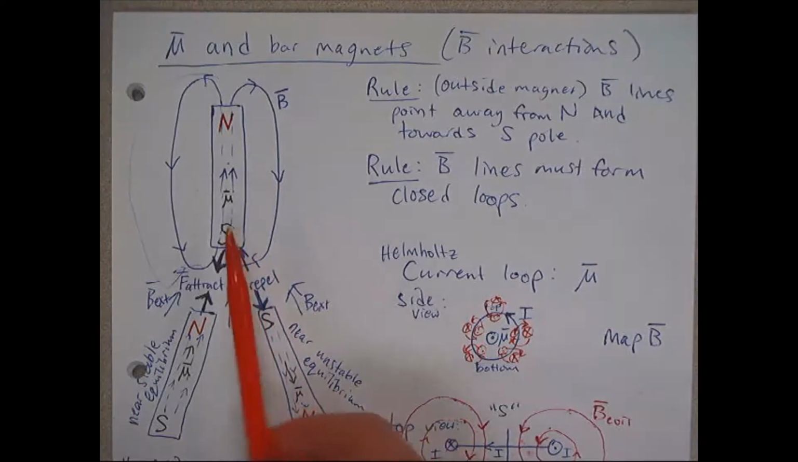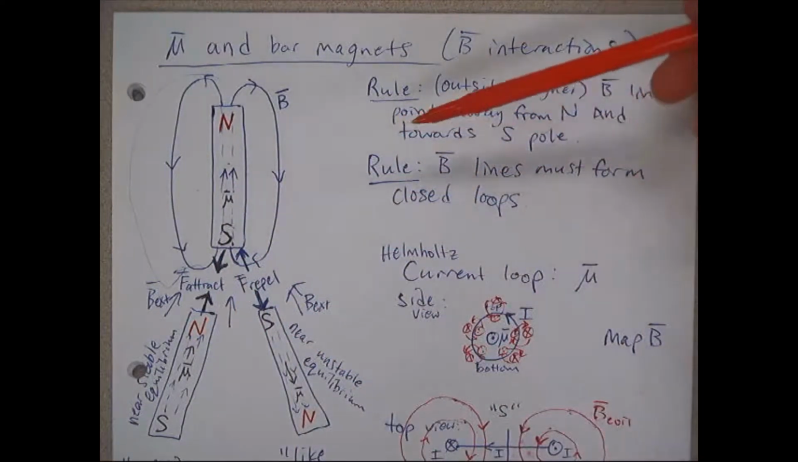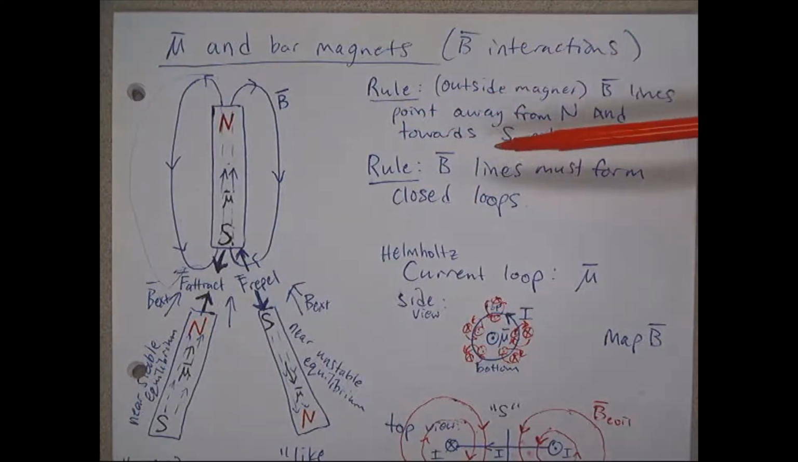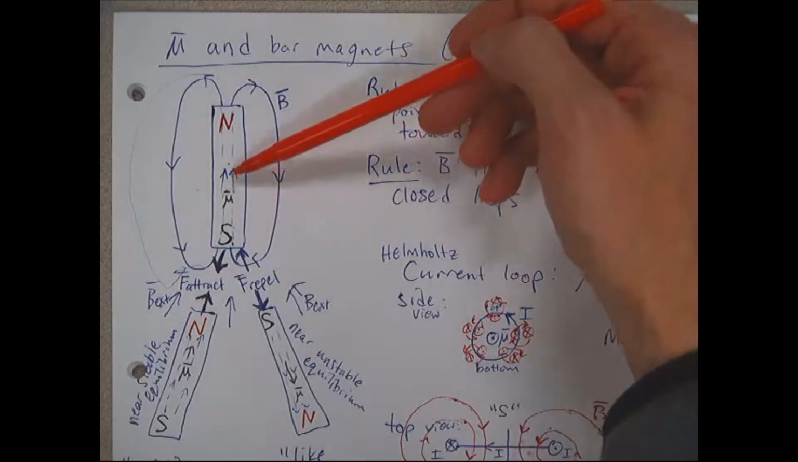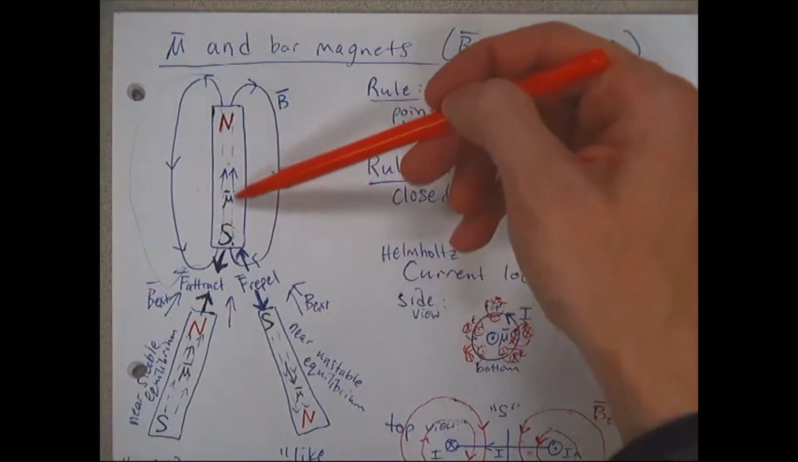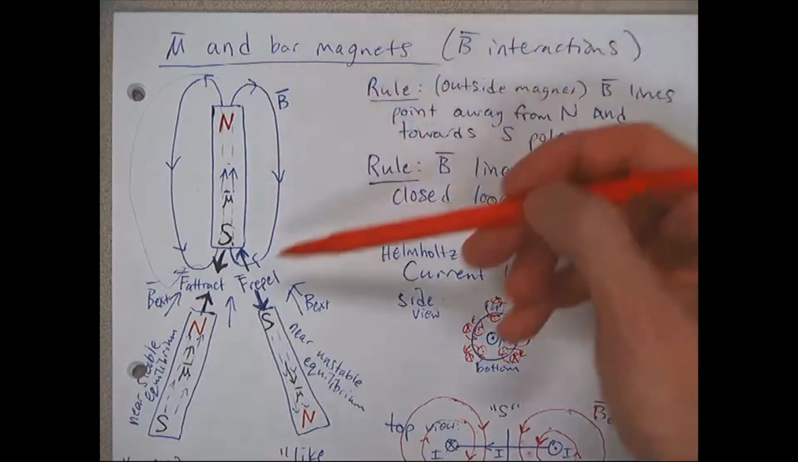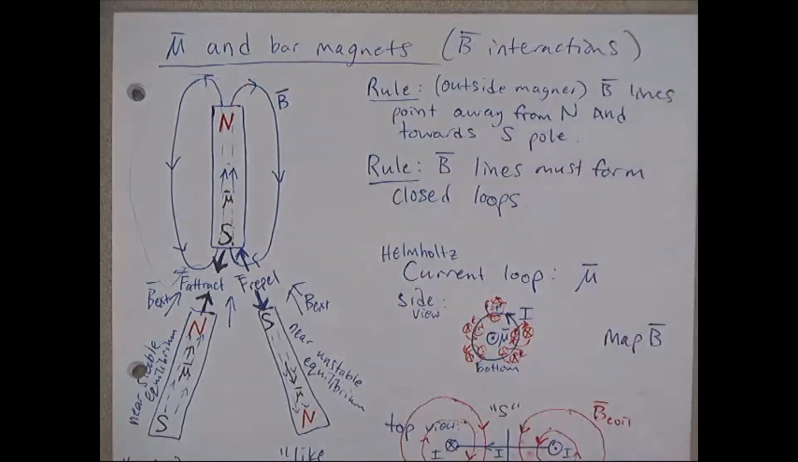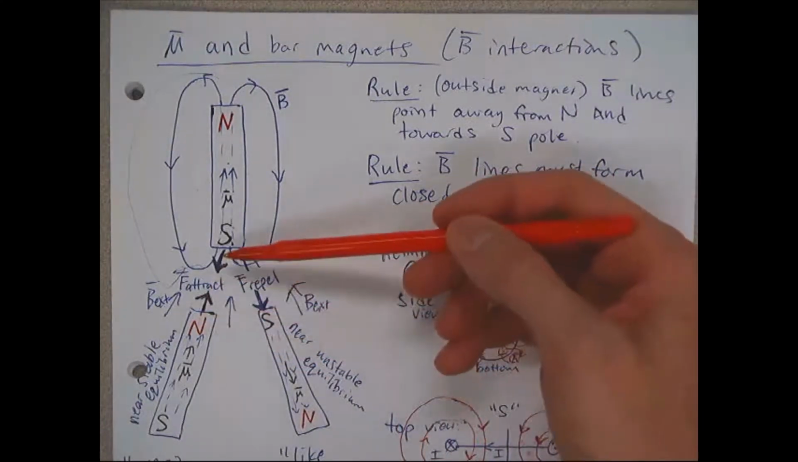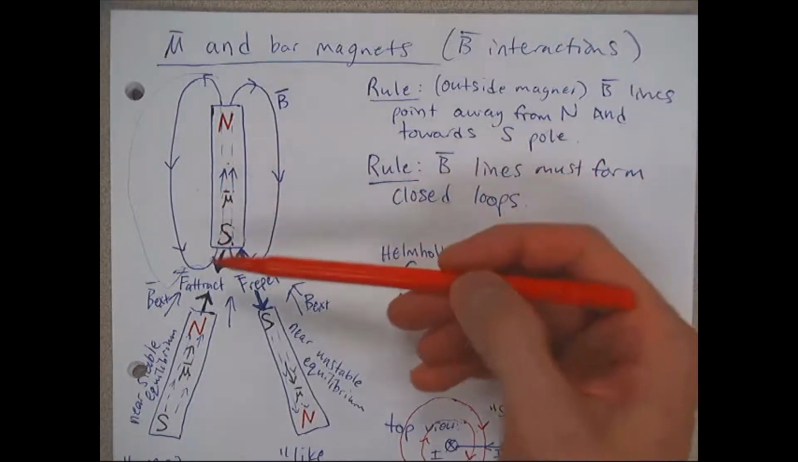Inside of the magnet, we follow the second rule, and that is that magnetic field lines have to form closed loops. So inside the magnet, those field lines are actually pointing from south to north, but don't let that confuse you. When you are outside, they always point north to south, and they must circulate, forming a closed loop. When you do the basic experiment as a child, you take two bar magnets.